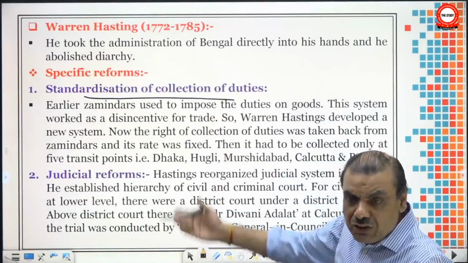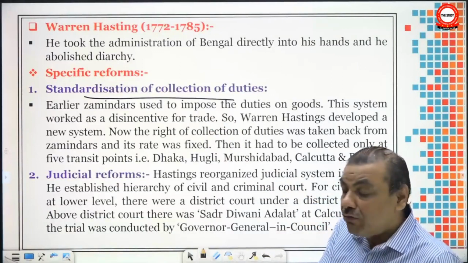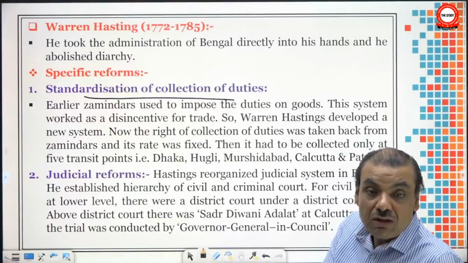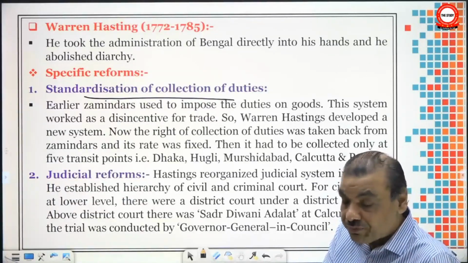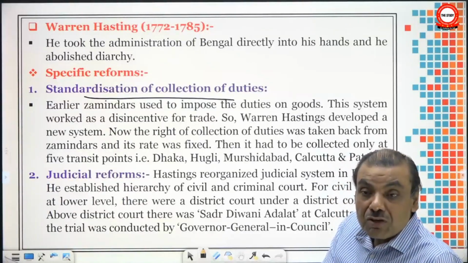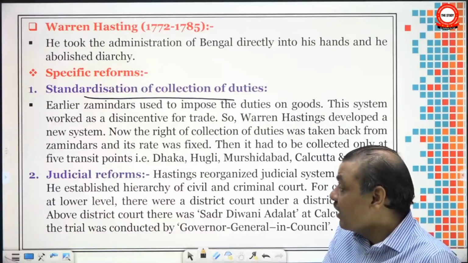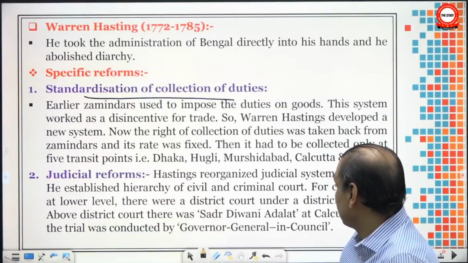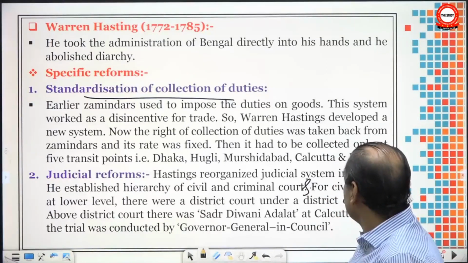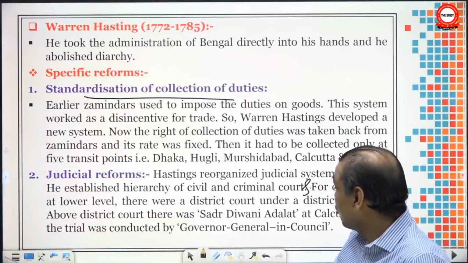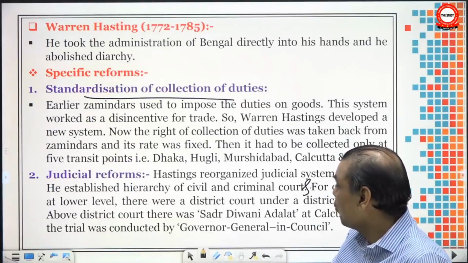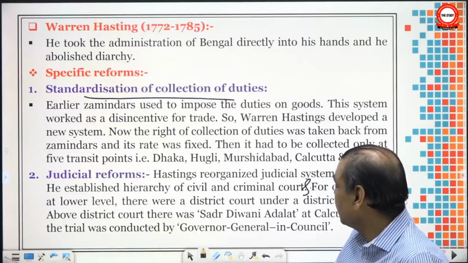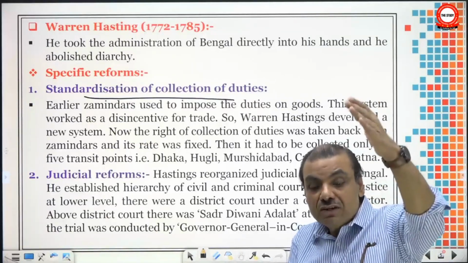Now observe slightly the judiciary reforms. Whenever we are talking about the judiciary reforms, you should keep in your mind the two different categories of courts. One was the civil court and another was the criminal court. So he established both separate civil courts and criminal courts. Hastings reorganized the judicial system in Bengal. He established a hierarchy of civil and criminal courts. For civil justice at the lower level, there was a district court under a district collector. Above the district court, there was the Sadar Diwani Adalat at Calcutta, where the trial was conducted by the Governor General in Council.